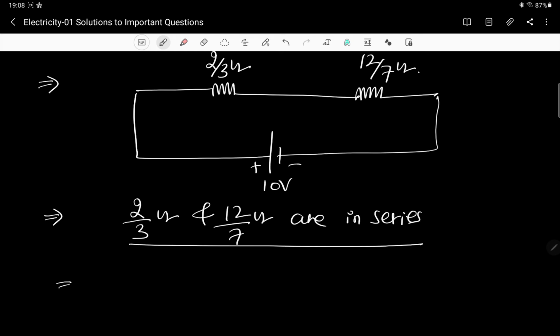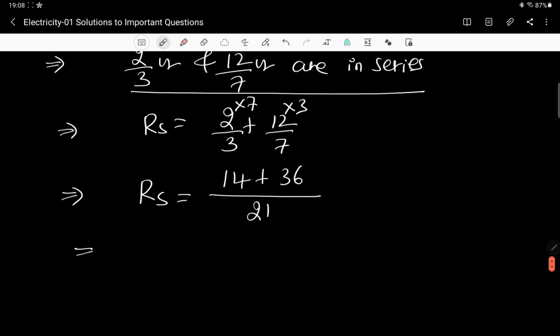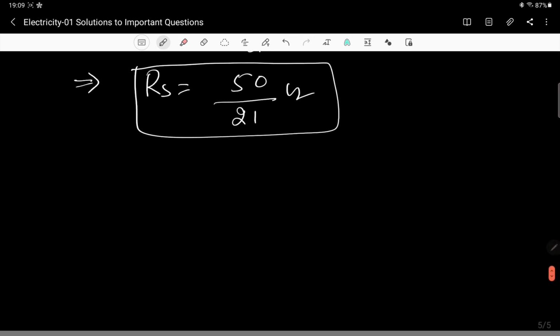So once they are in series, I'm going to get Rs is equal to, how much will that be? 2 by 3 plus 12 divided by 7. All right, so what is the LCM here? The LCM is going to be, I think, 21. So it is 21, meaning 3 7s and 7 3s. So it becomes 14 plus 36. Then I'm going to get Rs is equal to 14 plus 36, meaning 30 plus 10 is 40, and it is going to be 50 divided by 21 ohm. So that total resistance is 50 divided by 21 ohm.